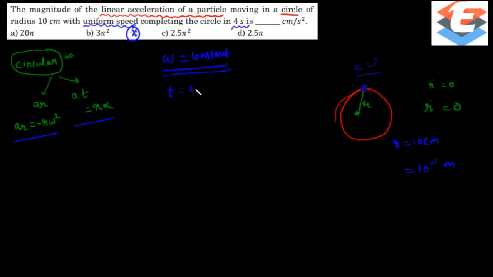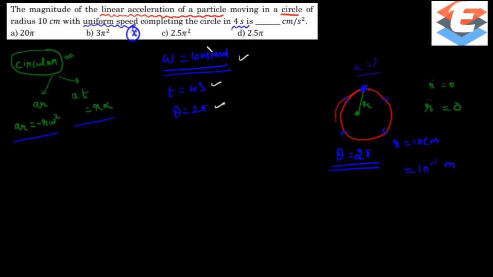So it is completing the circle, which means what? The particle is starting here, rotating over a circle, and again coming back here. So what is going to be my angular displacement? It is simply 2 pi, 360 degrees. So angular displacement was 2 pi. Now ultimately we have omega. We don't know omega, but we know omega is constant. We have time, we have theta.